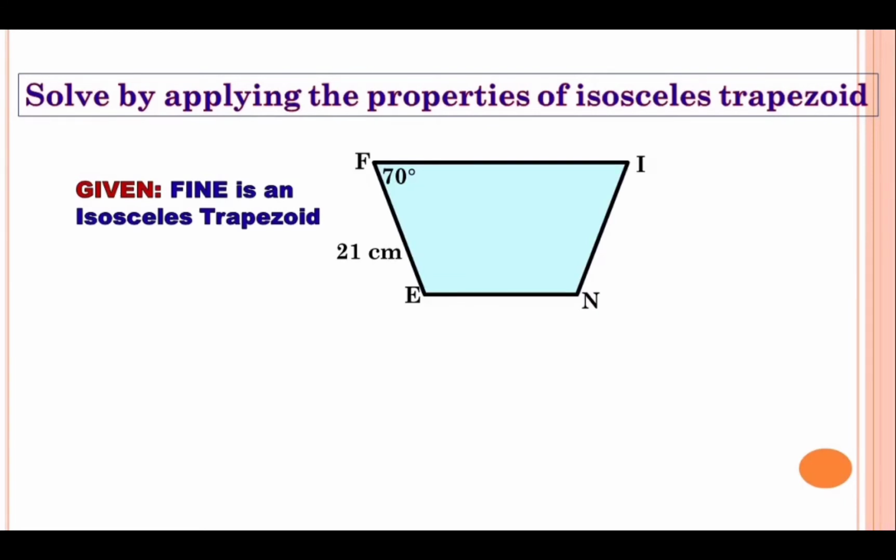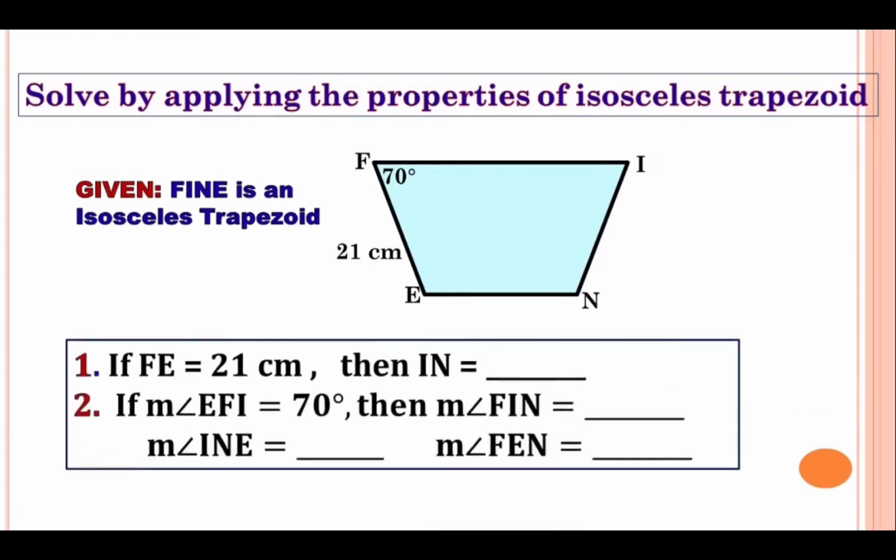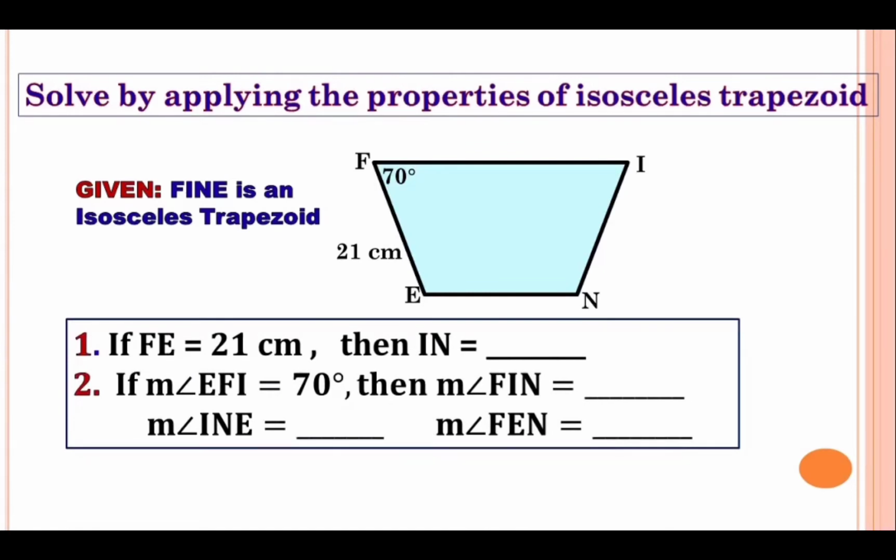So given FINE is an isosceles trapezoid, if FE is 21 centimeters, then what is IN? Now in the given trapezoid, segment FE and segment IN are the legs. Therefore, IN is also 21 centimeters. Number 2, if measure of angle EFI is 70 degrees, then what is the measure of angle FIN?